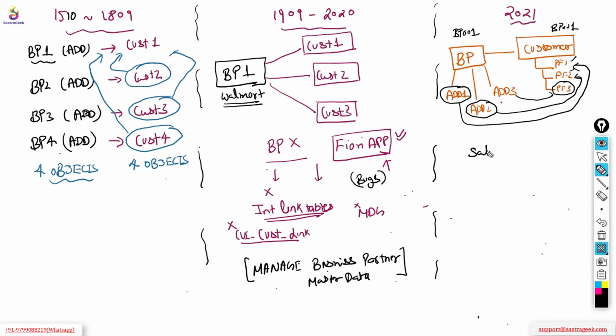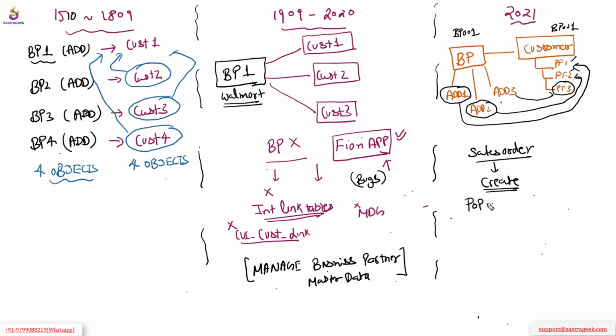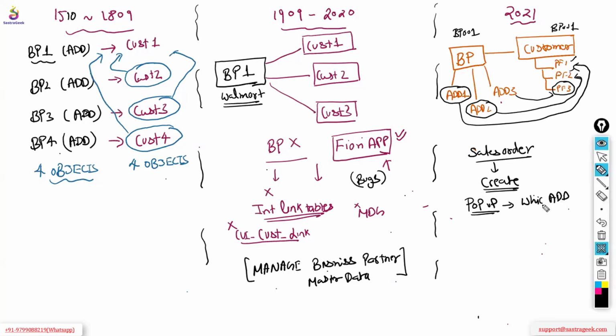You can go into the sales order screen. When you create a sales order, at the time of creation, a pop-up will come and it will ask you which address you want to use. You can use the addresses here from the pop-up, or you can go into the line item level, and within the line item level, you can also choose for a particular partner function what address I want to use. So that play around with the addresses is available now. So multiple things are available.